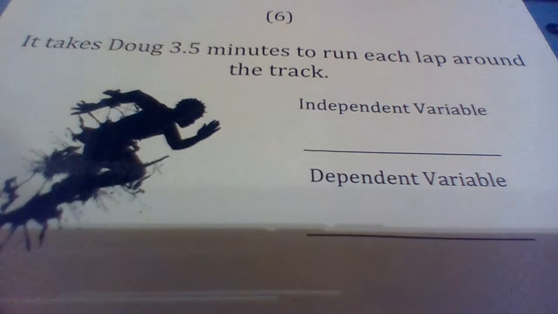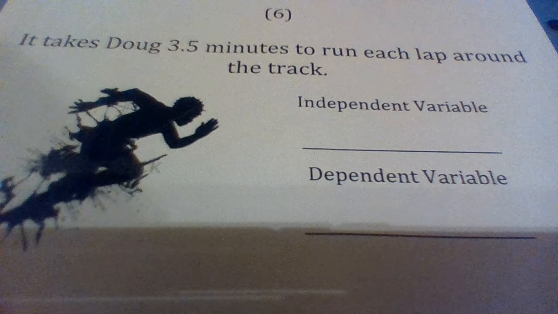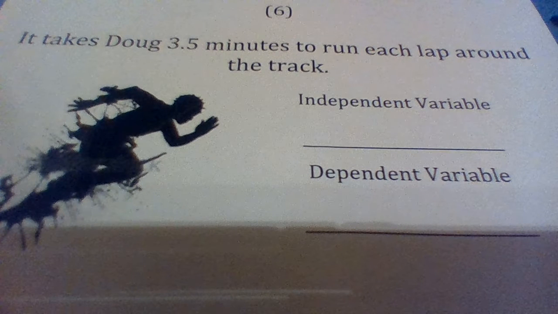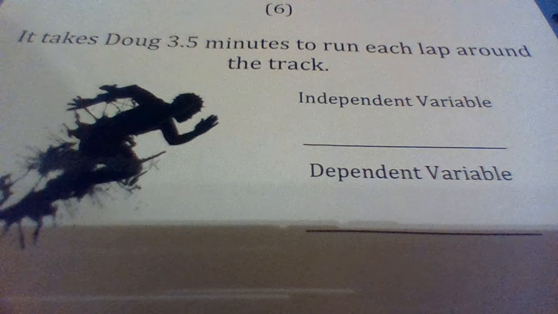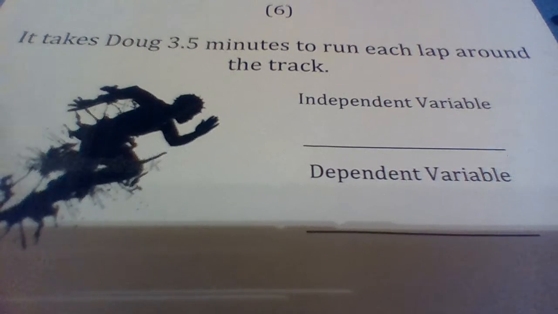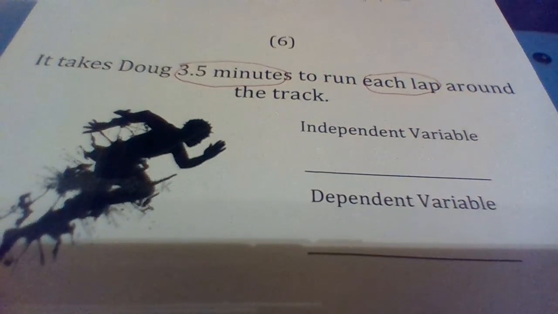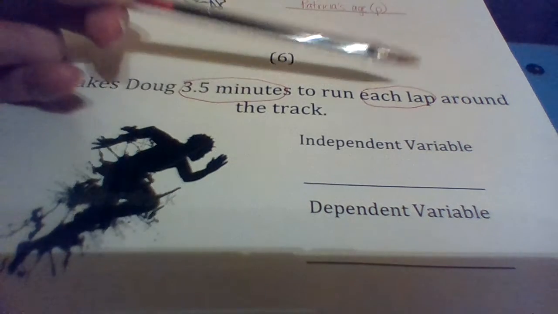Now, I do hope that you are doing some type of movement because it's good for our body and for our brain. So going back to our problem, it takes Doug 3.5 minutes to run each lap around the track. What do you think are my two variables here? If you said the number of minutes and the number of laps, you are correct.